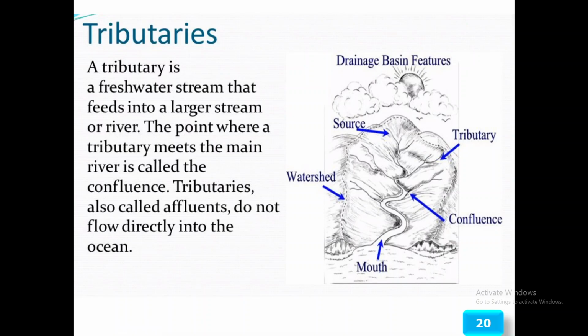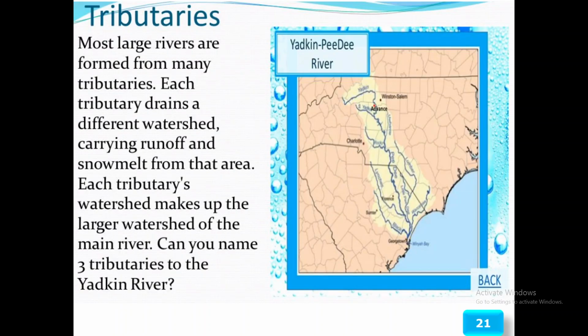A tributary is a freshwater stream that feeds into a larger stream or river. The point where a tributary meets the main river is called the confluence. Tributaries, also called affluents, do not flow directly into the ocean. Most large rivers are formed from many tributaries. Each tributary drains a different watershed, carrying runoff and snowmelt from the area. Each tributary's watershed makes up part of the larger watershed of the main river.